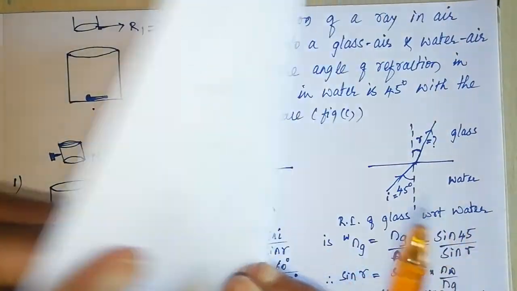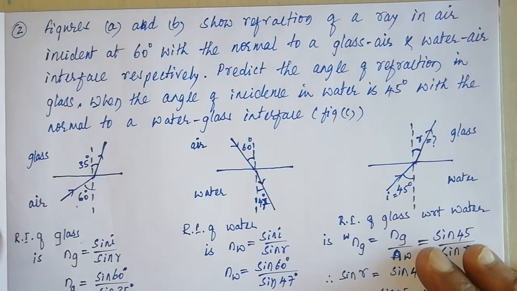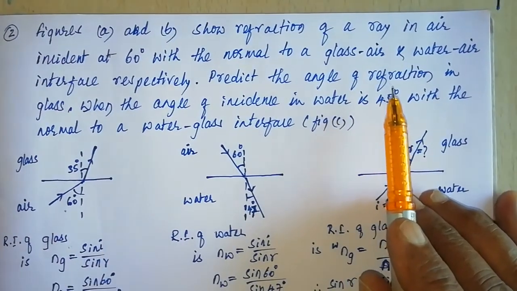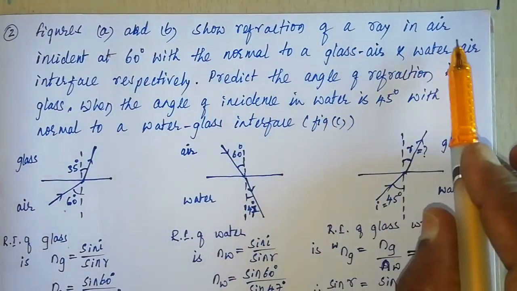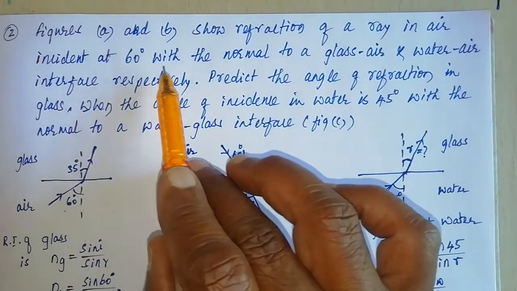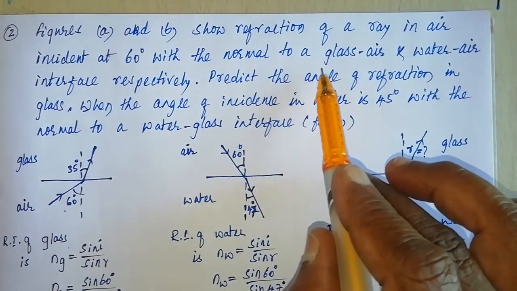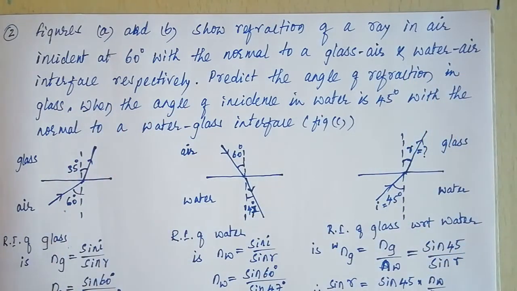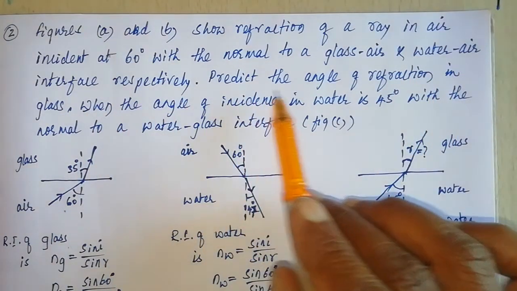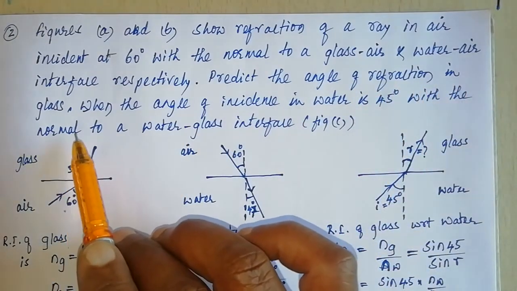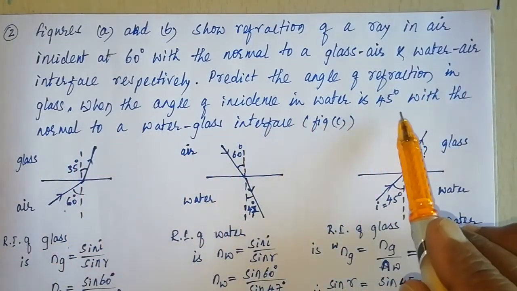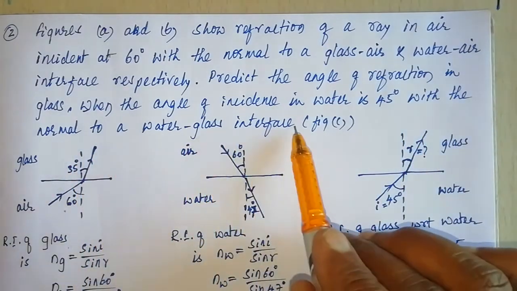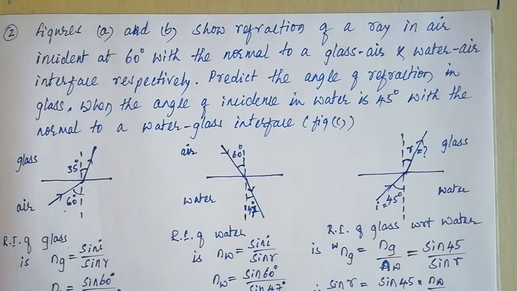So the next problem is figures A and B. Figures A and B show refraction of a ray in air incident at 60 degree with the normal to a glass-air and water-air interface respectively. Predict the angle of refraction in glass when the angle of incidence in water is 45 degree with the normal to a water-glass interface, that is figure C.